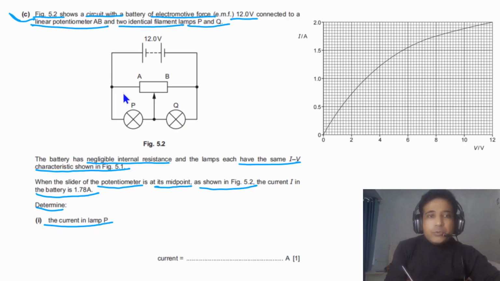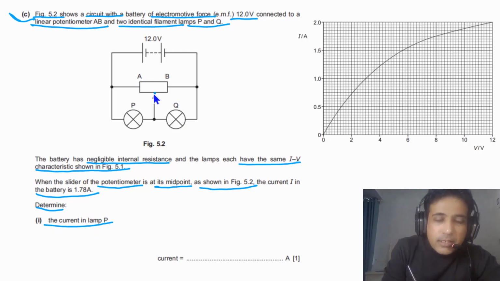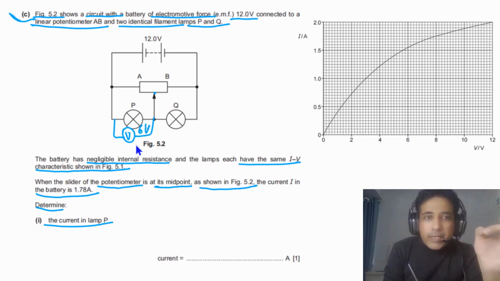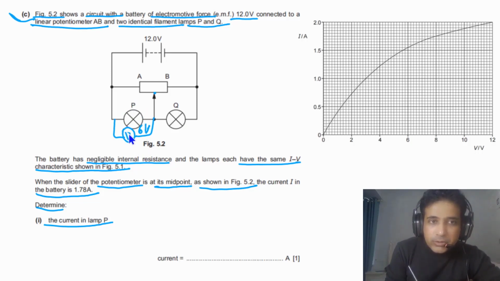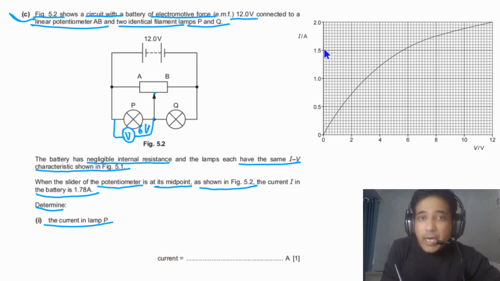Current in lamp P. The first thing we need to understand is that the slider is at the midpoint. So if we connect our voltmeter across this lamp, the reading on this voltmeter has to be equal to 6 volts. So now we have the value of potential difference across the lamp, so we can find the value of current because we have the IV curve for the lamp. Simply we have 6 volts, and from 6 volts we can draw this dotted line, so we can read the current from this curve.